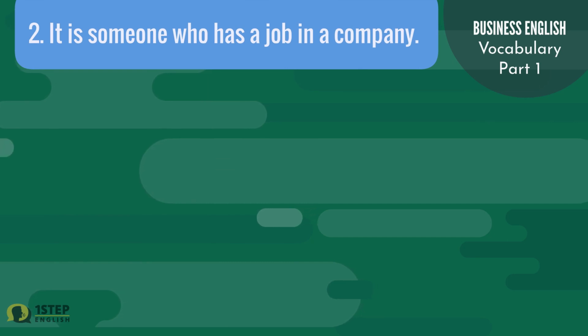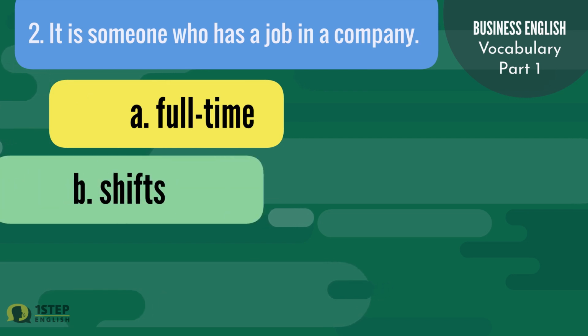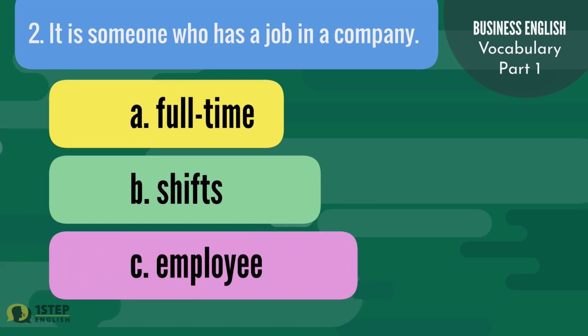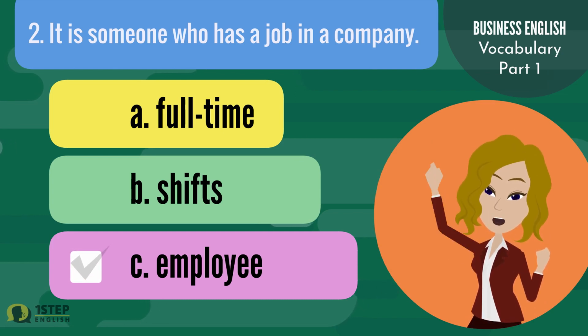Number 2. It is someone who has a job in a company. Letter A. Full-time. Letter B. Shifts. Letter C. Employee. The correct answer is letter C. Employee.